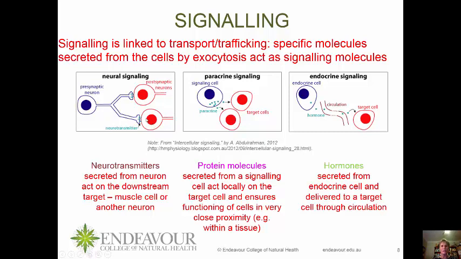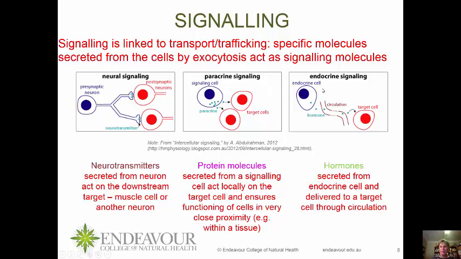So that's neural signaling. Another form of signaling is paracrine signaling. You have a signaling cell, this particular cell here, and it secretes protein molecules. These are the little protein molecules here. They're secreted from the cell and they act locally on target cells. So instead of going downstream, they just act locally, and it ensures functioning of cells in very close proximity. This is what happens when we're talking about tissues, which we'll talk about in the next module.